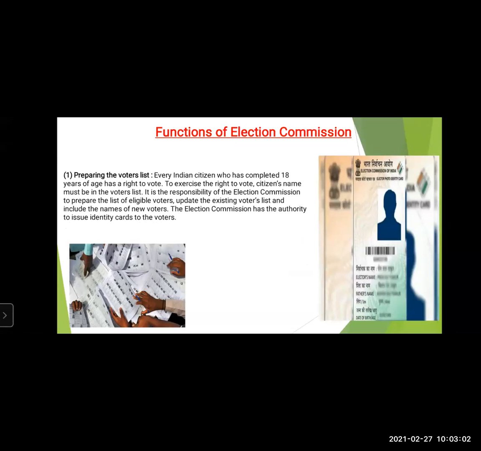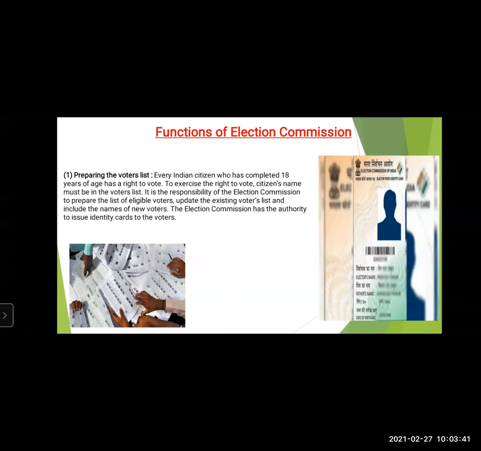Then we have the functions of the election commission. Most probably you may get this in a brief answer, where you need to mention the points and elaborate the points as well. There are a total of 5 points altogether, students. The first point is preparing the voters list. These are the functions that have been done by the election commission. So first, they prepare the voter list.